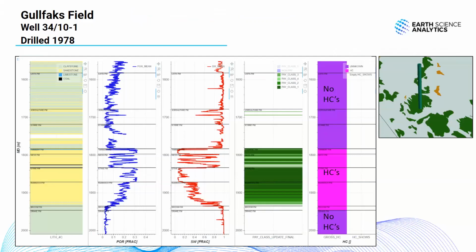And of course, an example is the 34-10-1 well. I've shown this before. We have our gross hydrocarbon column gleaned from the information from completion reports, and we see the oil. We see the pay being predicted within that zone.